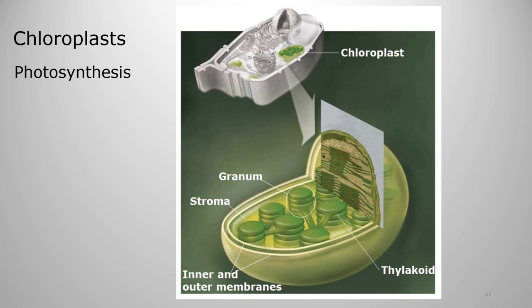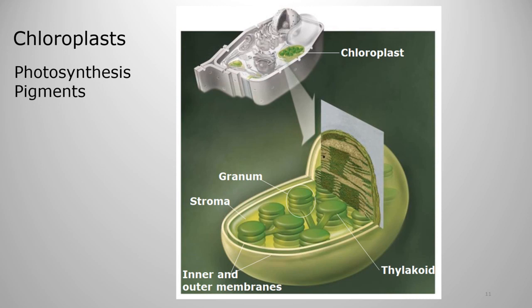Chloroplasts have this inner and outer membrane surrounding what looks like stacks of coins. The spaces between these structures are used to create gradients that harness energy. The green color that we associate with chloroplasts is called chlorophyll, but we're going to learn a little bit more about pigments in later modules.